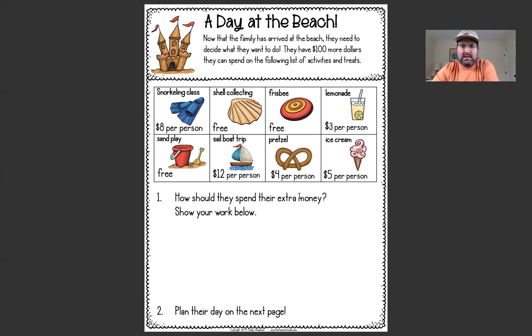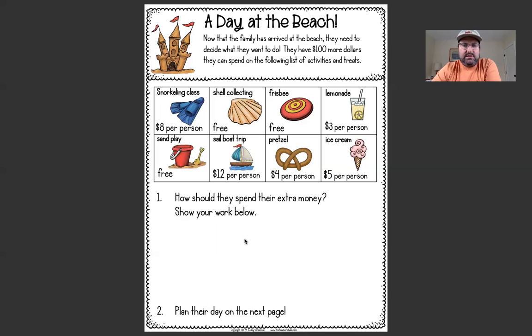How should they spend their extra money? Show your work below. All right. So let's say all 4 people wanted to take a snorkeling class, and all 4 people wanted to take a sailboat trip, and all 4 people wanted lemonade and ice cream. Would you have enough money to do that? Well, that's just my little example there.